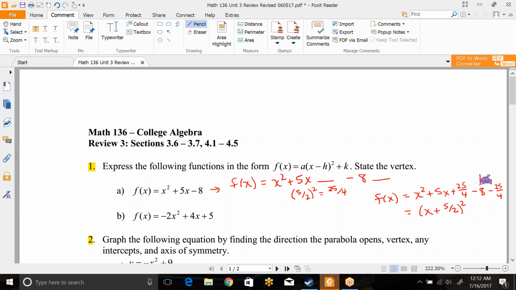And then we would need a common denominator here. This would be negative 32 over 8. Excuse me, I did the wrong one, over 4, because we think of this as 8 over 1, and we would multiply top and bottom by 4. So negative 32 over 4 minus 25 over 4 would be negative 57 over 4.